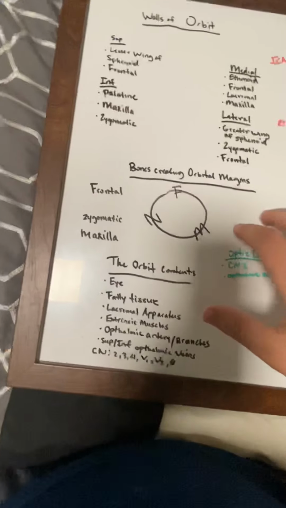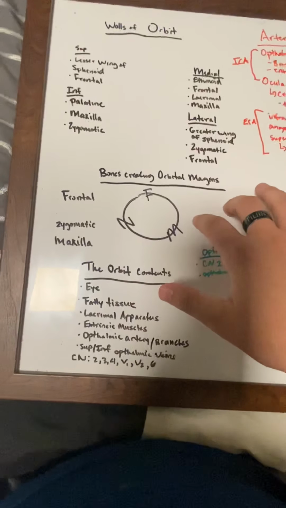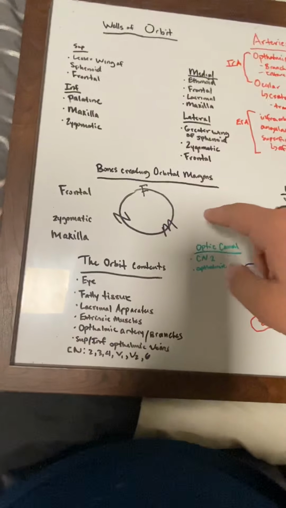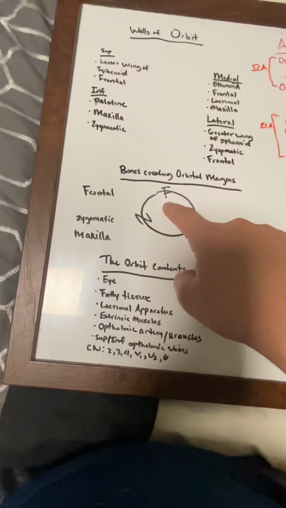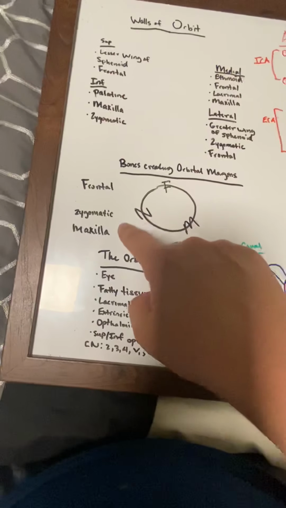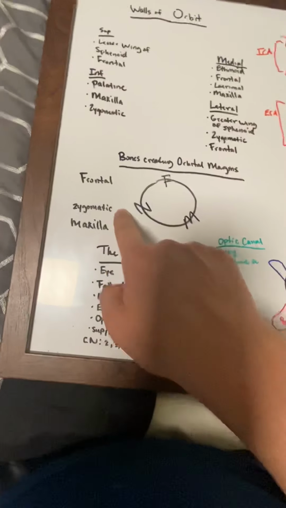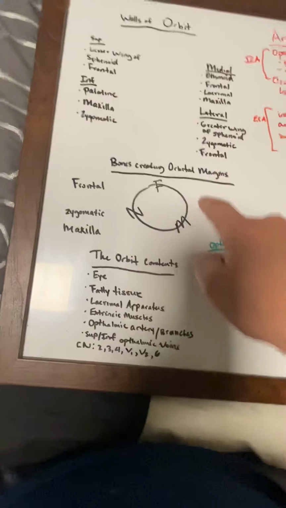And then we have the supraorbital ridge, I think is what it was called. Yeah, the orbital margins. So we have the frontal bone up top, zygomatic if this was the lateral portion, or the cheek, and then the maxilla if this was like their nose.